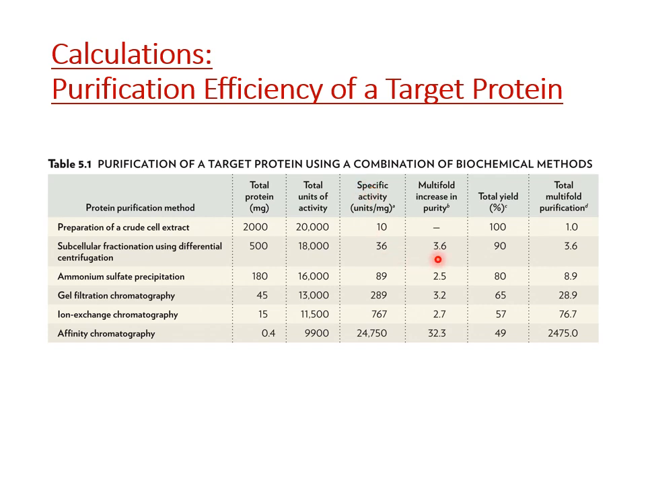At this point, what you can now do is divide the specific activity at that step, which is 36, divided by the specific activity of the previous step, which is 10.